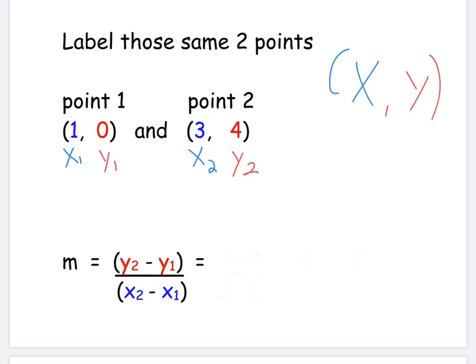So from the labels, we can look at what we're substituting. So y2 minus y1. y2 we labeled as 4, minus y1, which we labeled as 0. Then we can substitute our x values. I have x2, which we labeled as 3, minus x1, which we labeled as 1. So now I can go ahead and do the subtraction. So 4 minus 0 is 4, and 3 minus 1 is 2. So if we simplify 4 over 2, we get the same answer we had on the first page, which is positive 2.